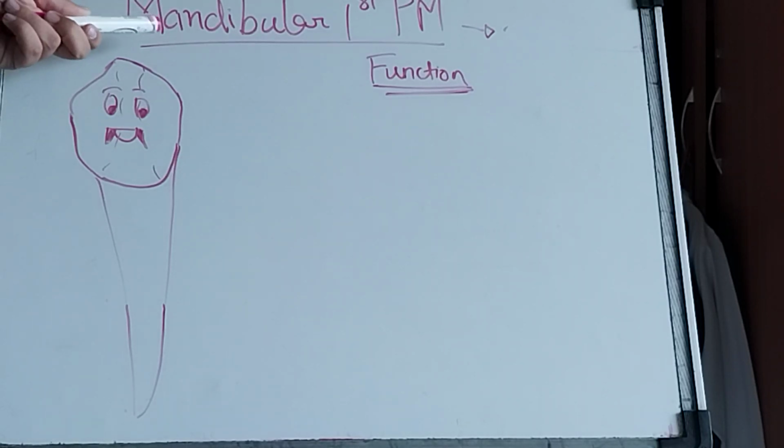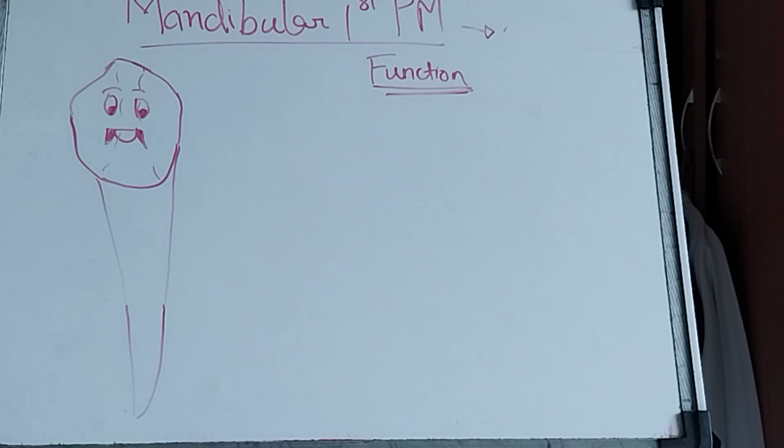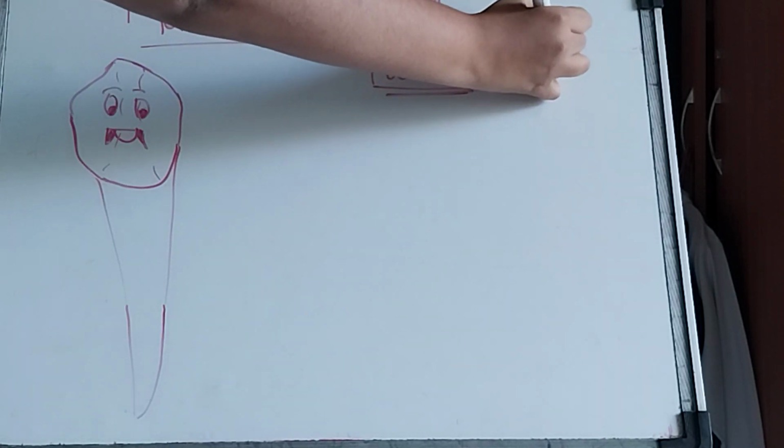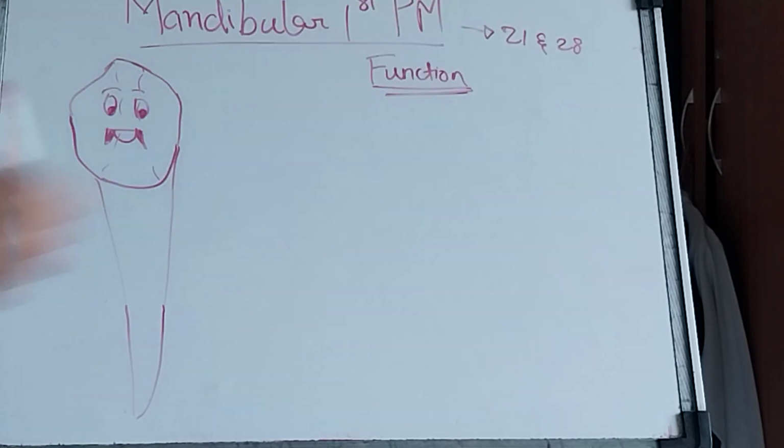Today we will be learning about the mandibular first premolar. In the universal tooth numbering system, the mandibular first premolar is numbered 21 and 28. If you don't know how to number the teeth in the universal numbering system, I recommend you check out my video on the introduction to dental anatomy, where I've taught all three types of numbering systems.